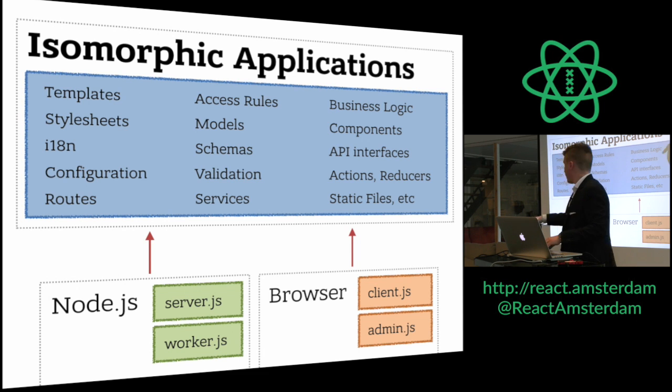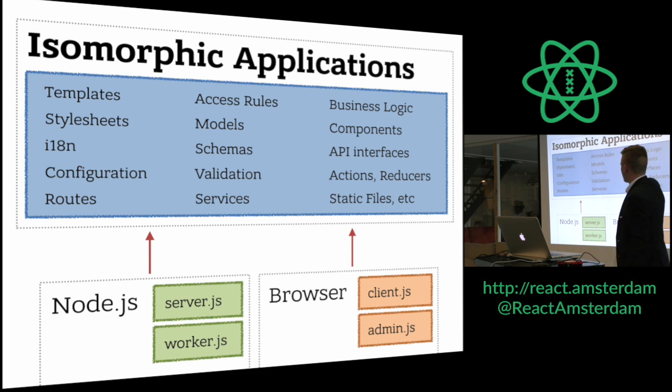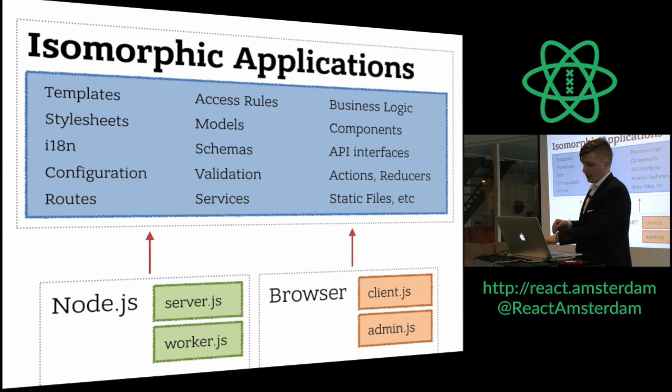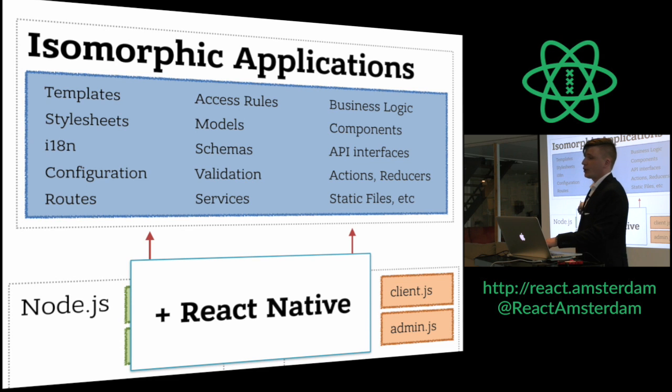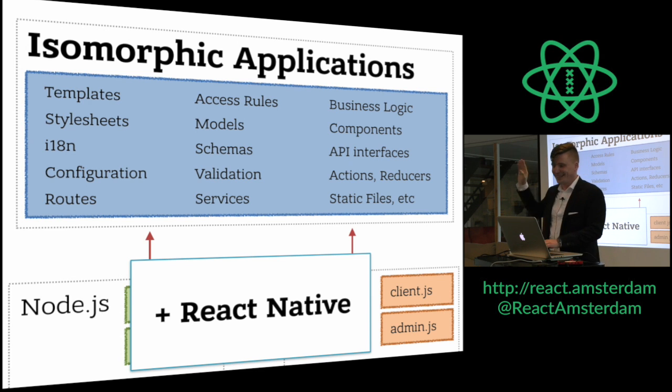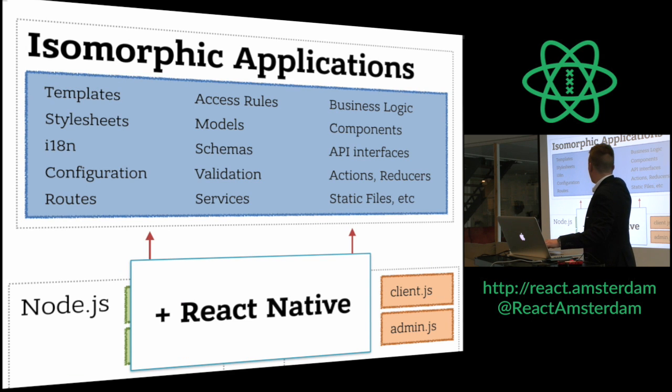So generally, isomorphic applications look like this. You have some files like start points: server, worker, for example. Server is a web server, workers do background work, and front office, for example client is public, and admin is some back office, for example an admin tool, yeah? And now we have also React Native applications. Somebody heard something about React Native? Oh, wow, very good, great. So React Native too can be isomorphic.